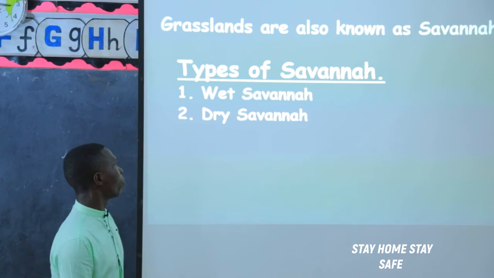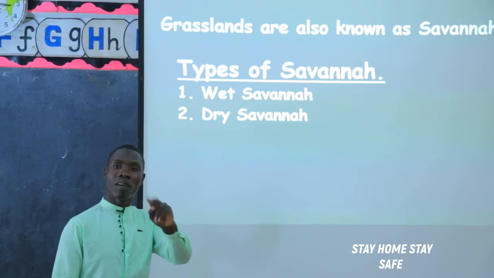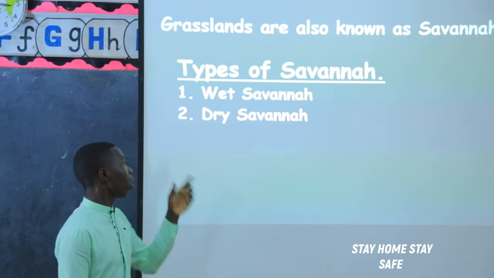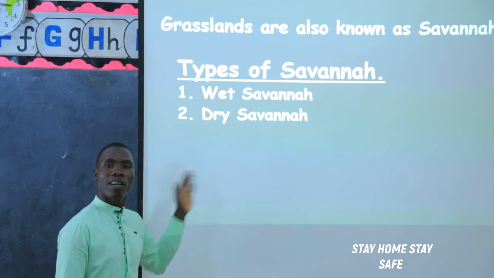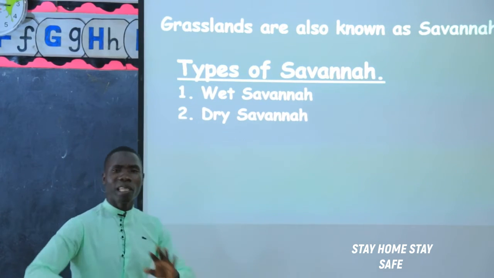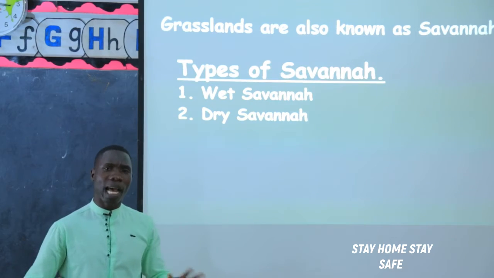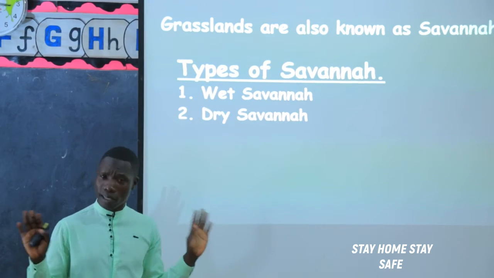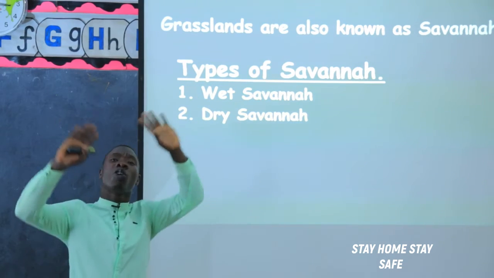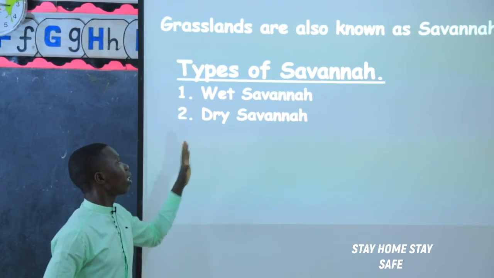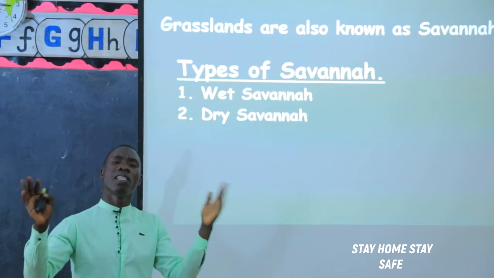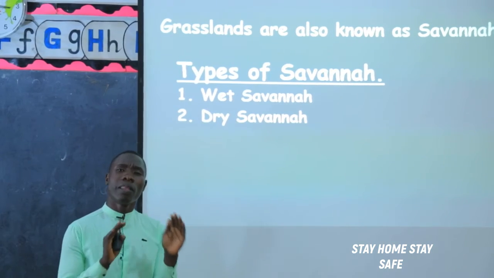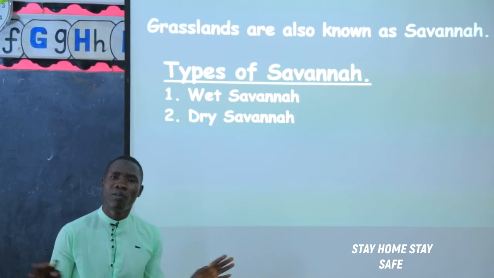Now, we have two types of savanna or grasslands. We have what we call the wet savanna. Here the grass is very tall and it looks so nice. It's very tall grass. This is located in a place that receives a lot of rainfall. So the grass there grows very well, very healthy.